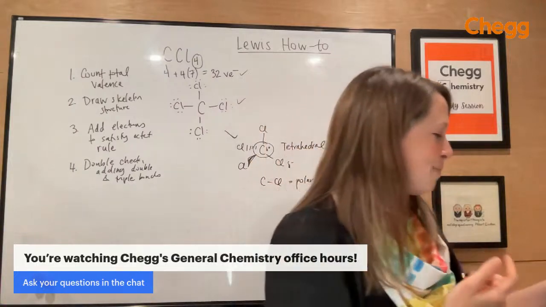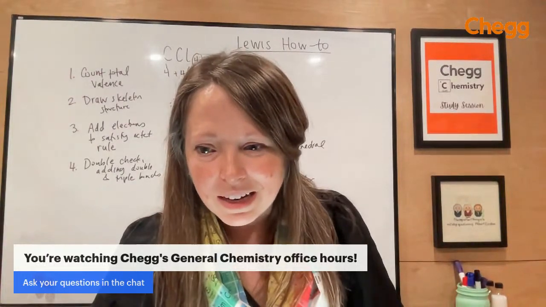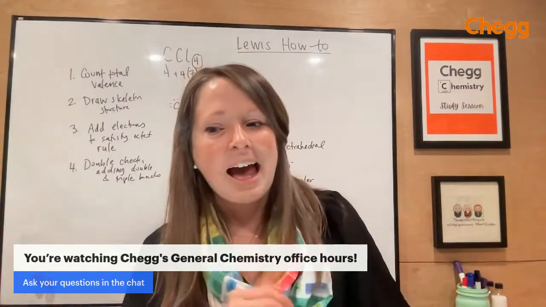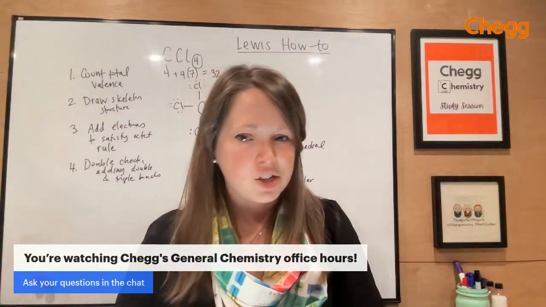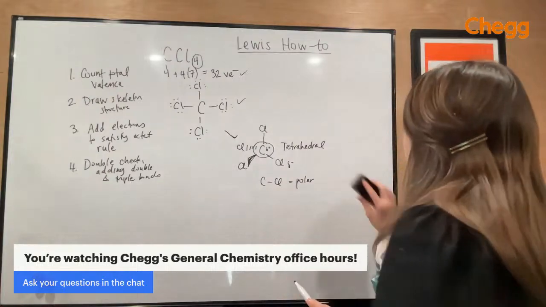All right, so that was a quick example of a Lewis structure. Let me hop back in the chat and see what else you guys need help with. Let's see. Yeah, how do you know ionization energies? Is that something you have to memorize? No, and I am anti-memorization.